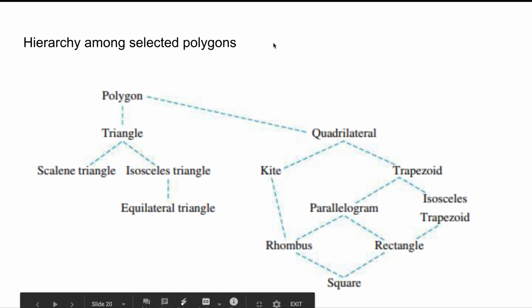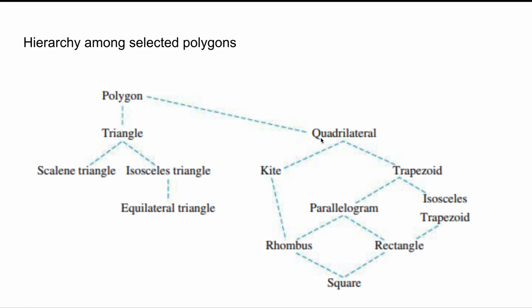Okay, here's a hierarchy. So in polygon, well, of course, there are a lot more than triangle and quadrilateral. I didn't write all of them, but so far we talked about triangle and quadrilateral. Triangle, 3 sides, quadrilateral, 4 sides. So let's look at triangle first.